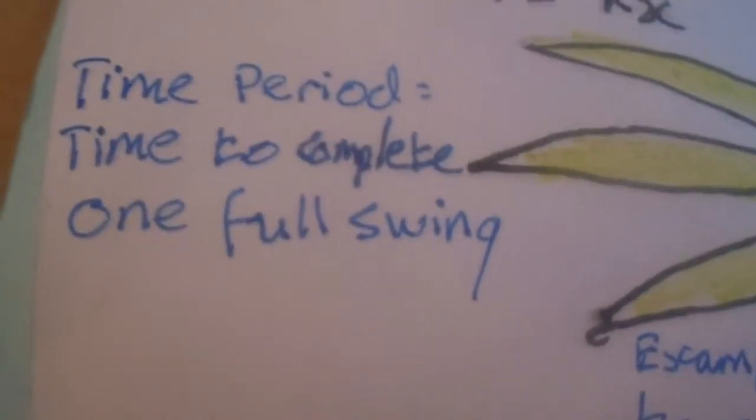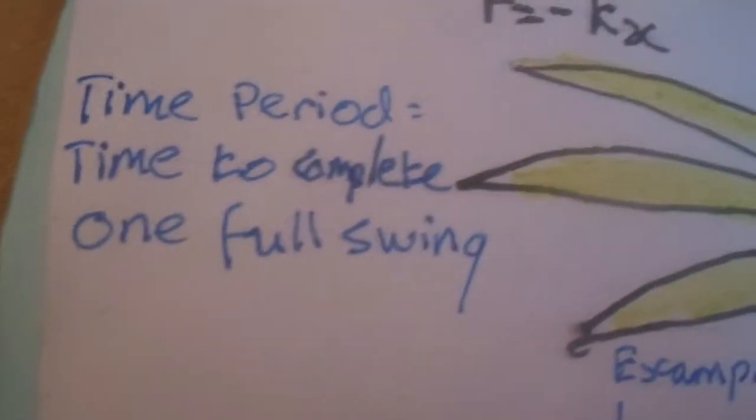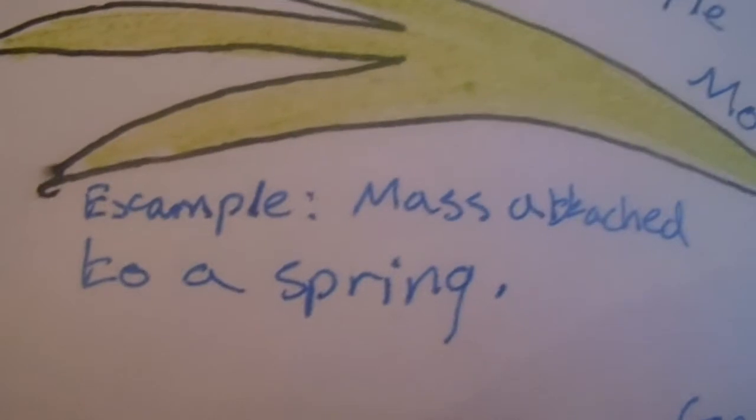It's also made out of a time period, and basically the time period is the time to complete one full swing. And again, a good example of this is a mass attached to a spring that's oscillating, for example.